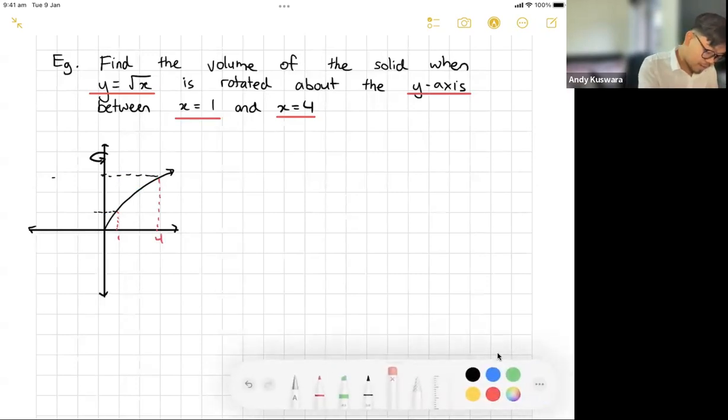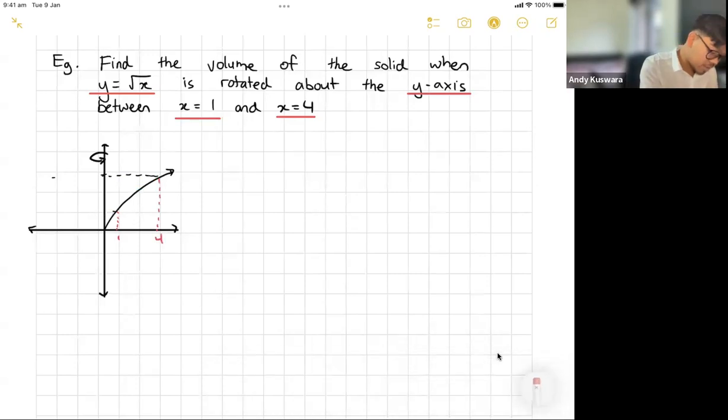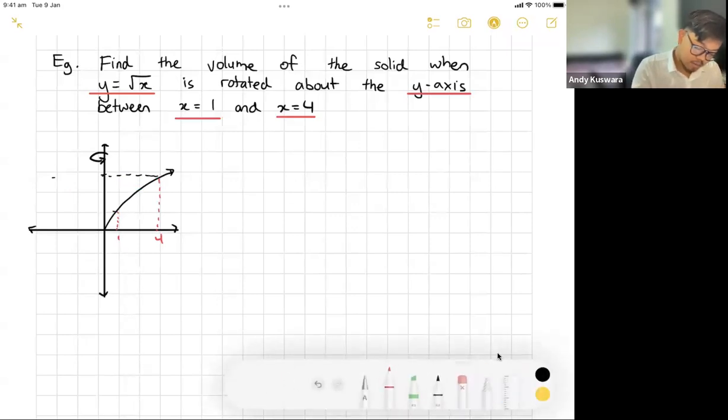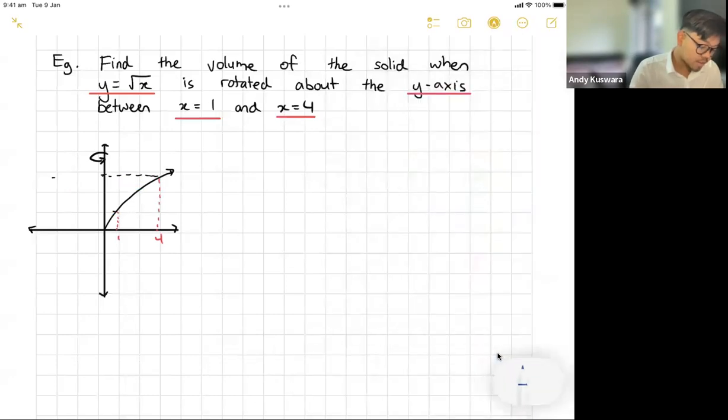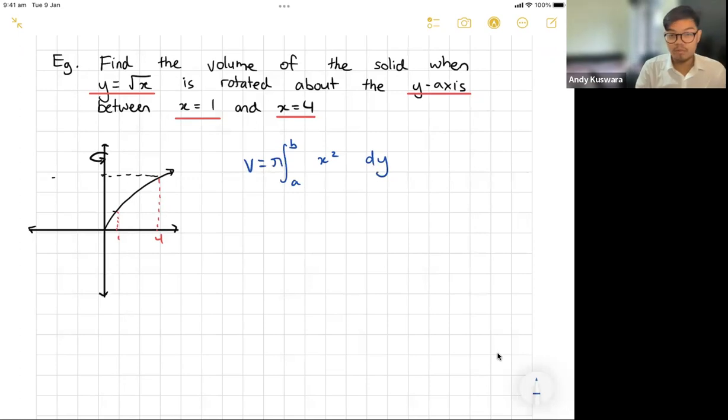Okay, so we want to find what those are. That's x, but technically we want to bound it with the y. So let's work at this systematically. First things first, my formula for rotating around the y-axis is going to be pi out the front, x squared dy between b and a. That there's your formula for the solid.